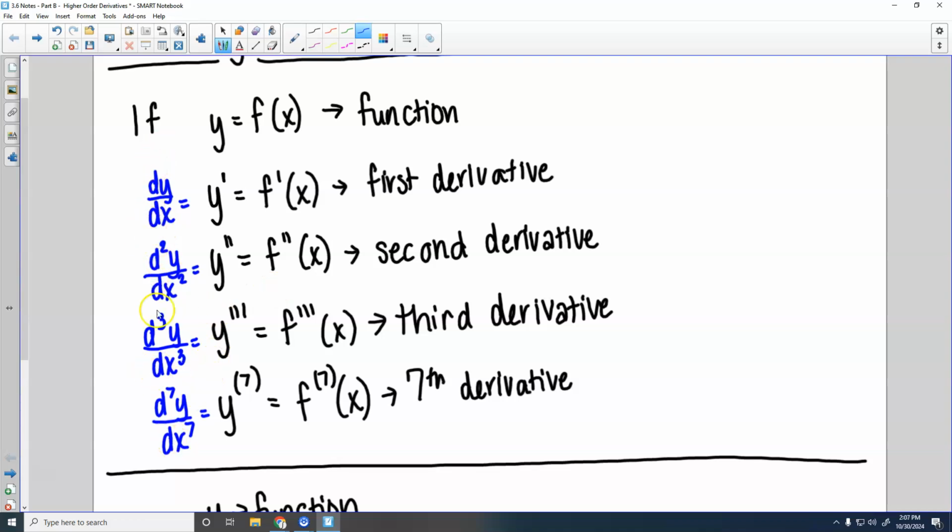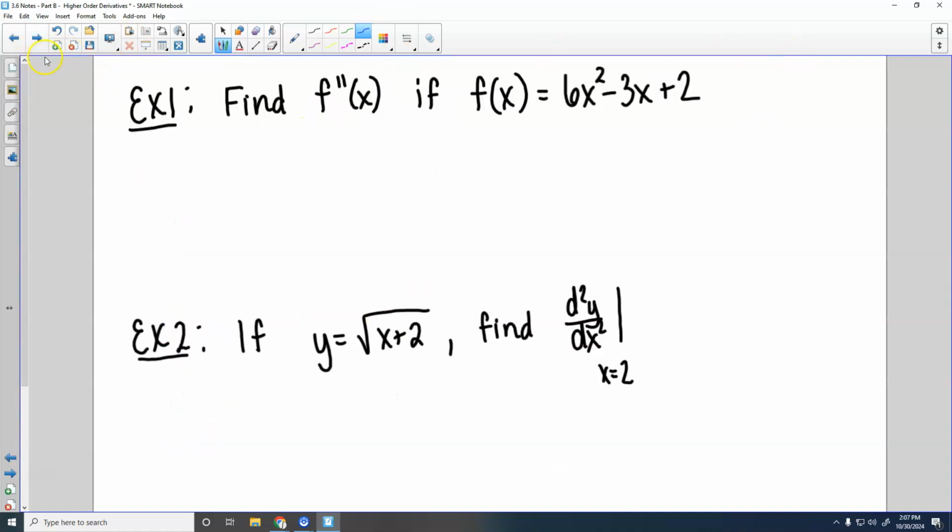But beyond that, I do know it has a name, but as far as its application, I'm not certain. I'm sure somebody somewhere can use it for something, but it's probably way on up there. Okay. All right. So notation-wise, this is what we've got.